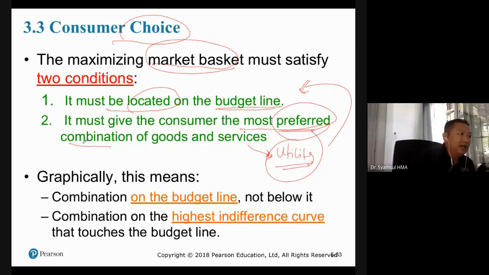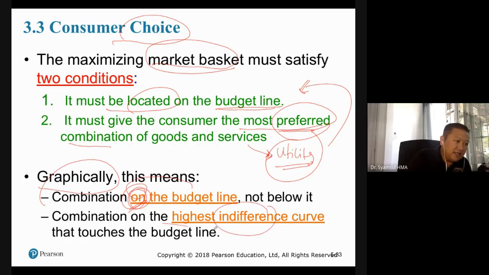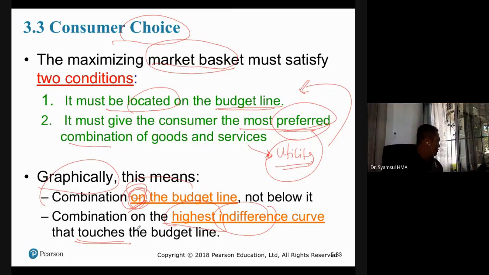All right. So you can show this with a graph, which means on the chart the combination must be on the budget line and not below it. It is the combination on the highest indifference curve that touches the budget line. You remember this or not? Hello? You remember this or you've forgotten?